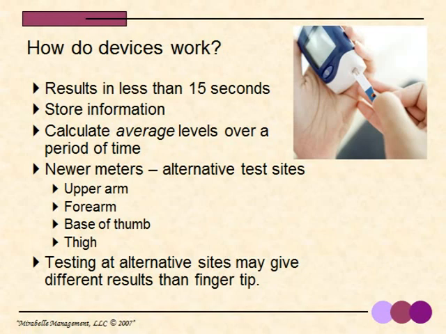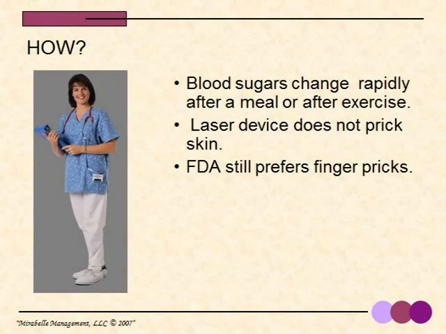Testing at alternative sites may give different readings than the fingertip, which shows changes more quickly than alternative sites. This is especially true when blood sugar is rapidly changing, like after meals or after exercise.